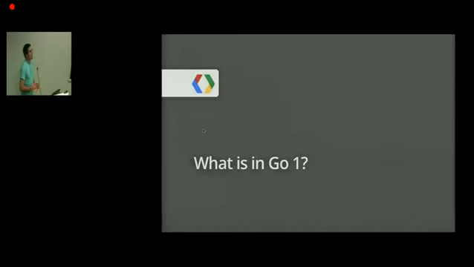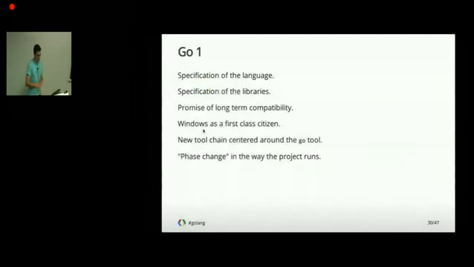So just a little bit about what is in Go 1. As mentioned, Go 1 is a specification of the language, and it's a specification of the libraries, that is, their APIs, all method signatures, variables, constants, types, etc. It is a promise of long-term compatibility, so Go 1.x will always build Go 1 programs. If you write a program today for Go 1, it'll still build in years to come. Windows is first class. We have a new tool chain based around the new Go tool. And kind of subtly, it's also a change in the way the project itself is run.